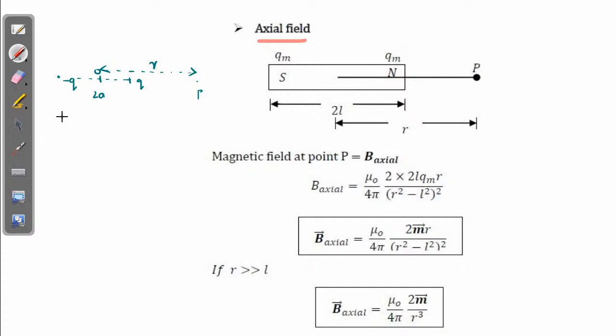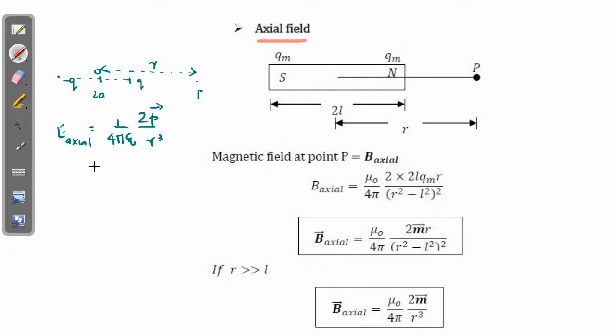And what was the expression you got in the case of electric field? I hope you remember that expression. E axial was equal to 1 by 4 pi epsilon 0 times 2p divided by r cube. Hope you remember this expression. Now you can easily convert this into the magnetic expression by replacing all the electrostatic representations with their magnetic analogs.